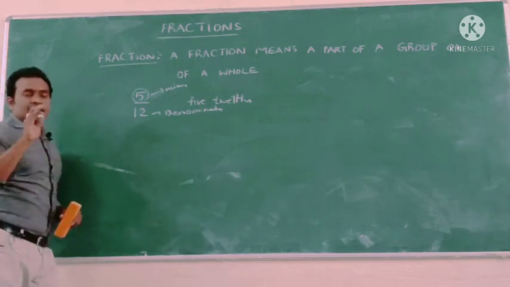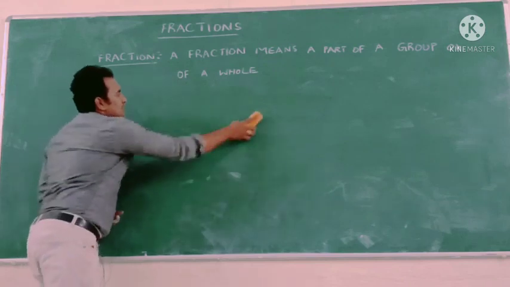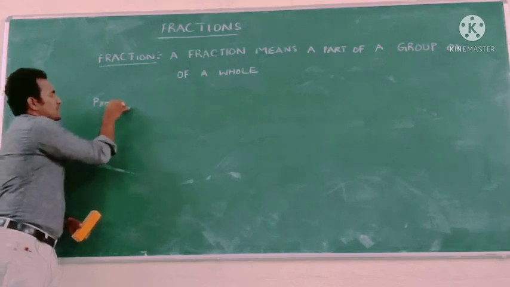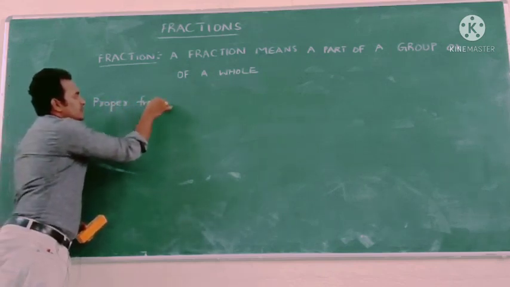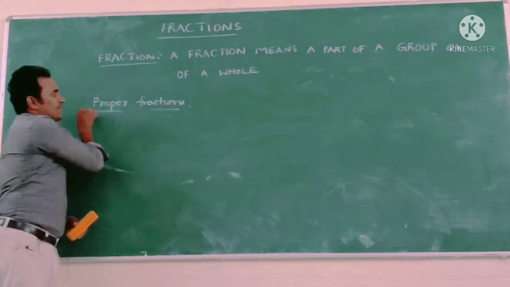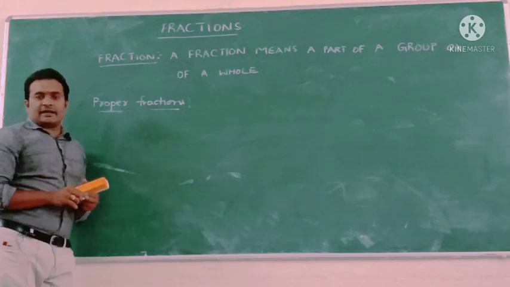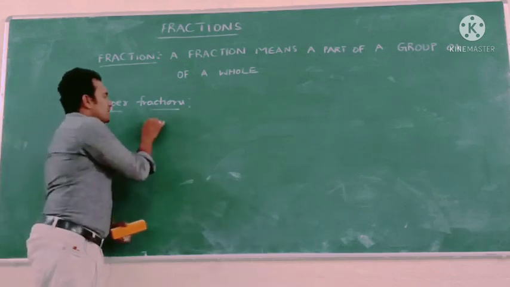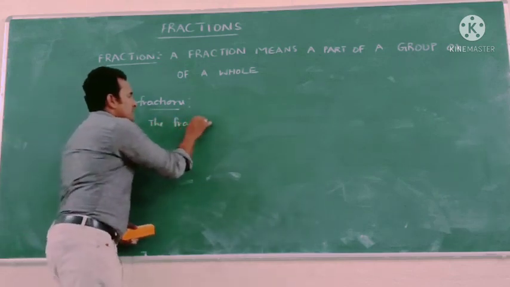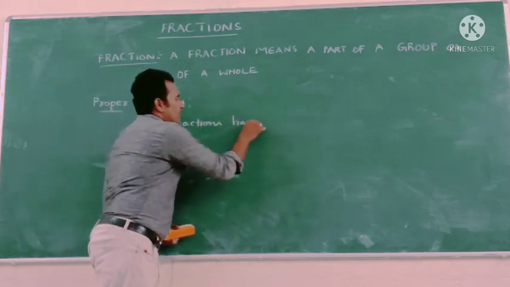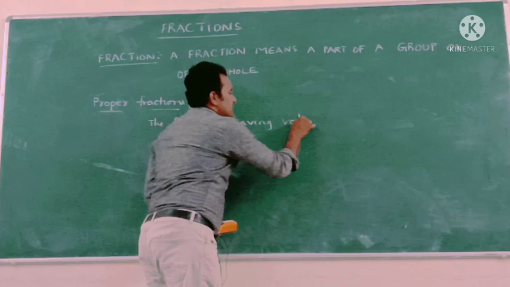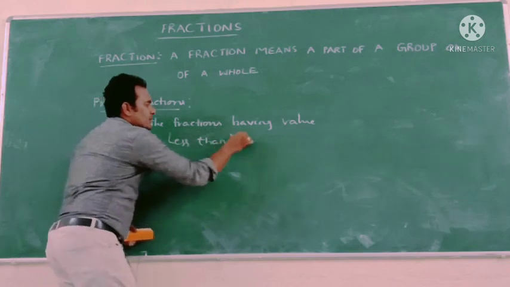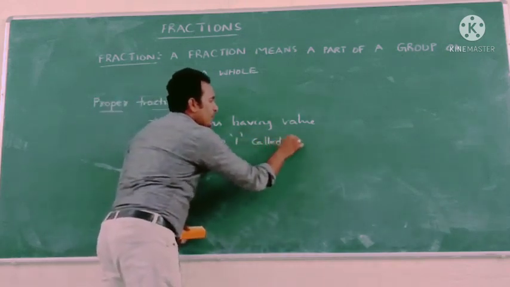There are 3 kinds of fractions. The first kind is proper fractions. Proper fractions are defined as fractions having a value less than 1.